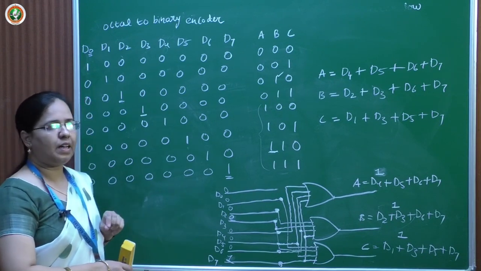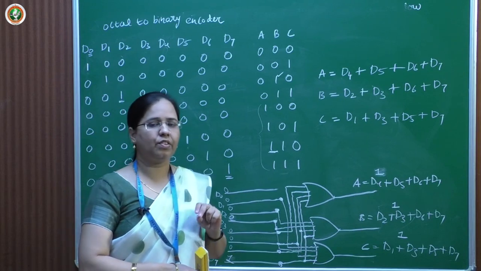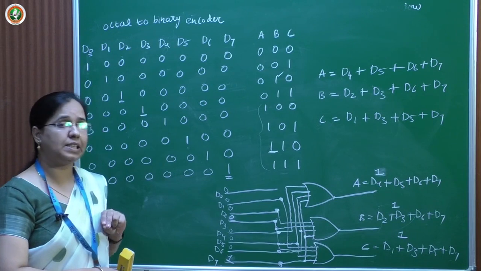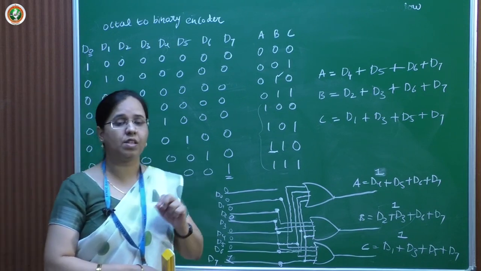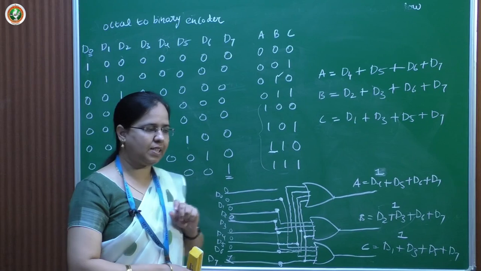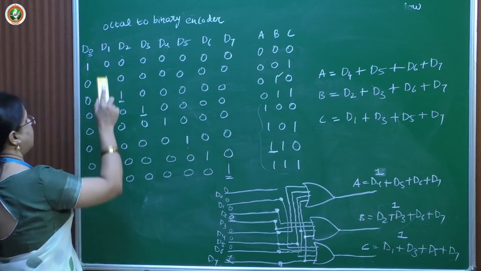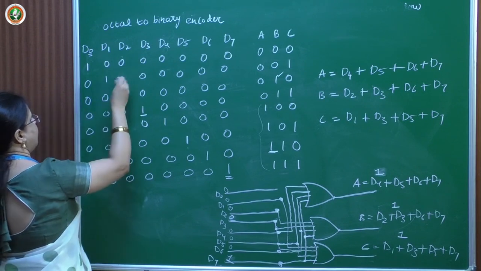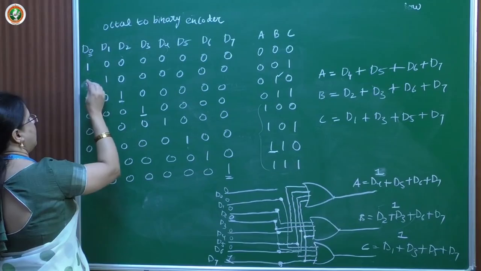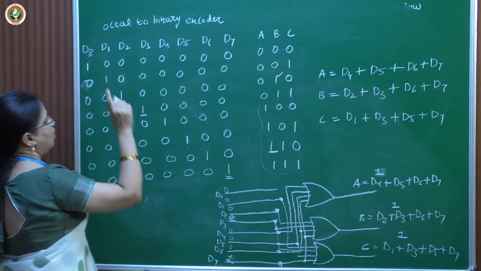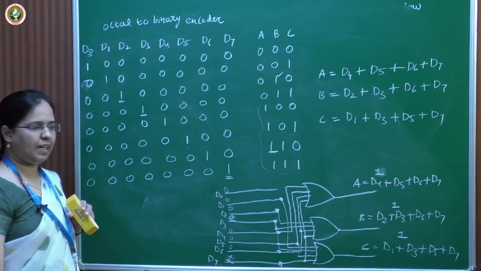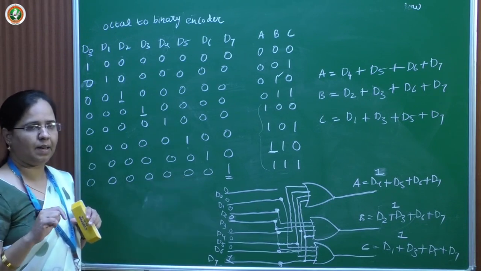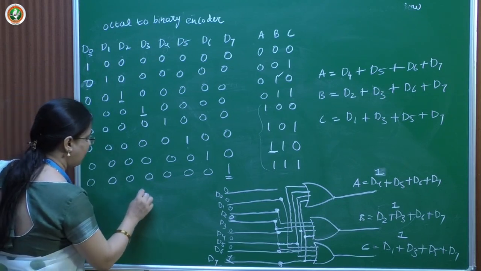But this particular encoder has a few disadvantages. Let us discuss some of the disadvantages as well as the solution for those disadvantages. Your first disadvantage is, assume that by chance I am taking two inputs as high. In all these examples, only one input could be high.